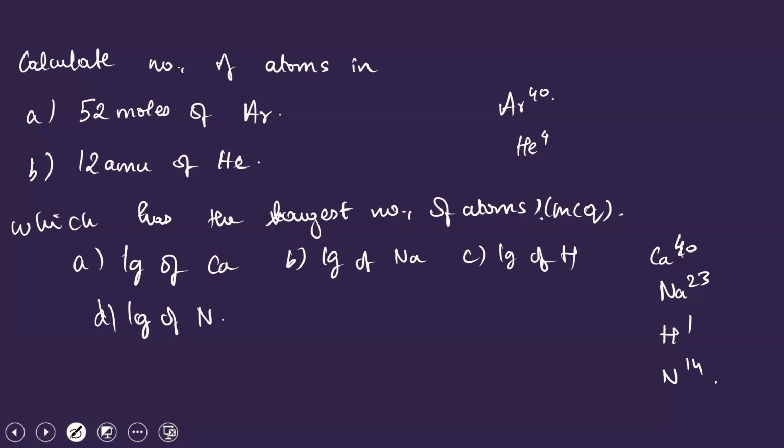Given mass by molar mass. Now I don't know the given mass, I know the molar mass. So 52 is X by 40. So X is equal to 40 into 52. Same thing. So you will get what? 2080 is the mass.